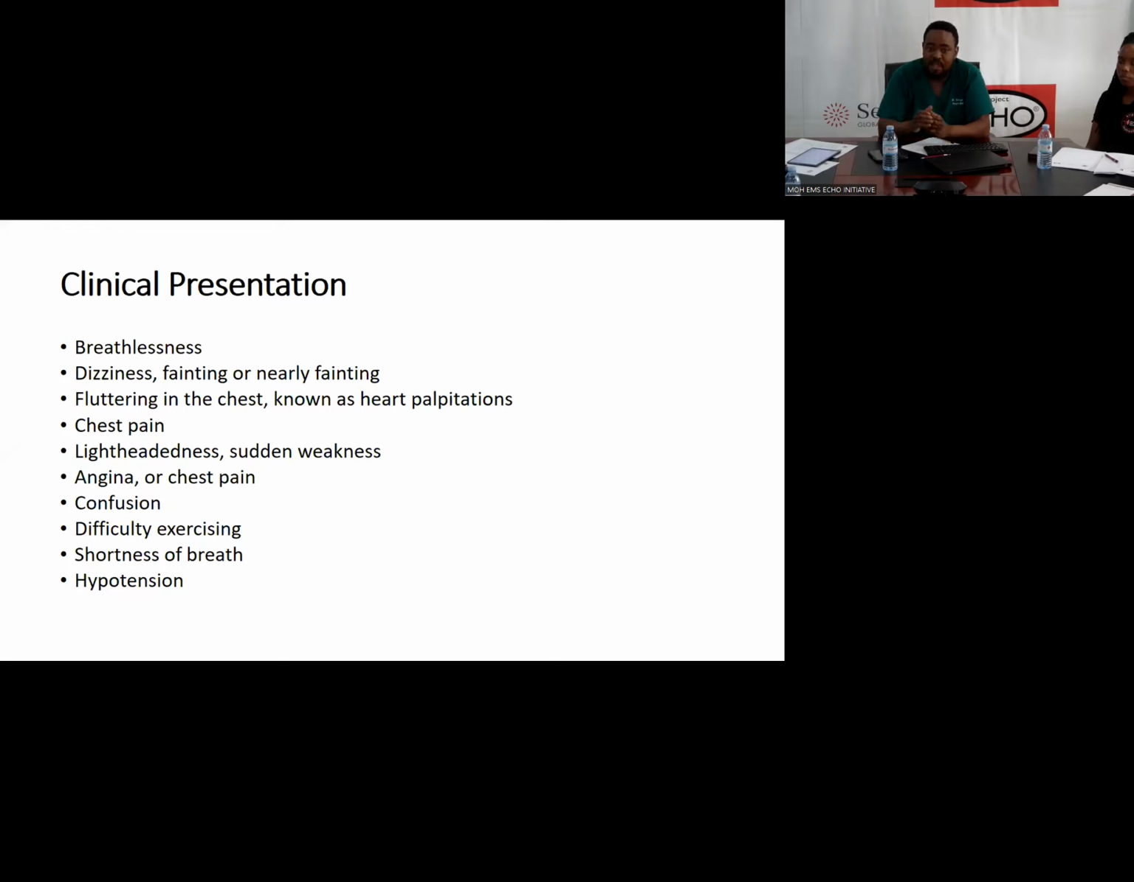Again, for other things like confusion, that's because the brain is barely getting any perfusion. The patient will have mental confusion because of cerebral hypoperfusion. Then hypotension, still because the heart is unable to maintain a good cardiac output. Blood pressure drops, then cerebral perfusion also reduces, and that can culminate in the previous signs and symptoms I have talked about.